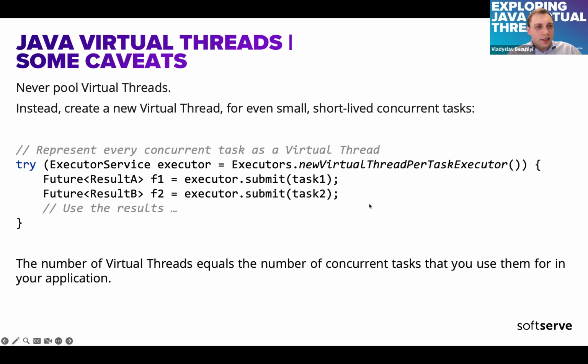Another caveat is that, well, it's actually an anti-pattern. You should not pool virtual threads. Never pool virtual threads. Instead, create a new virtual thread for even small, short-lived concurrent tasks, just like shown in this example. Basically, the number of virtual threads this way should equal the number of concurrent tasks that you use them for in your application.